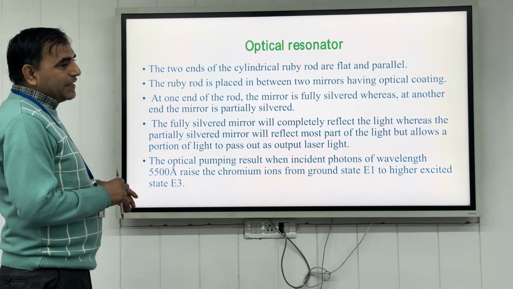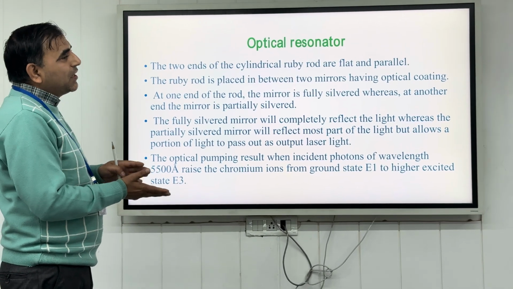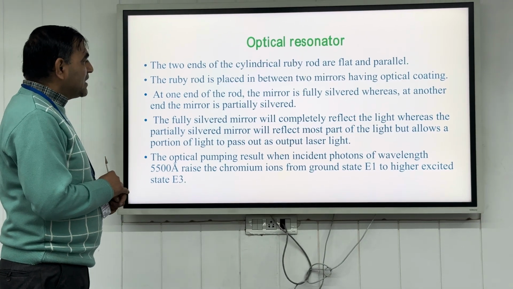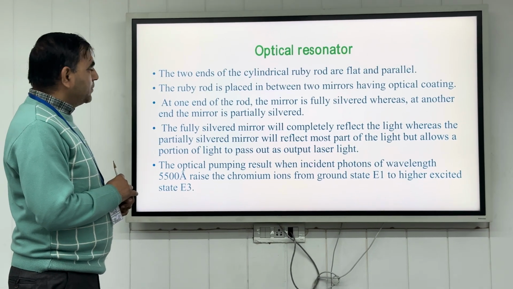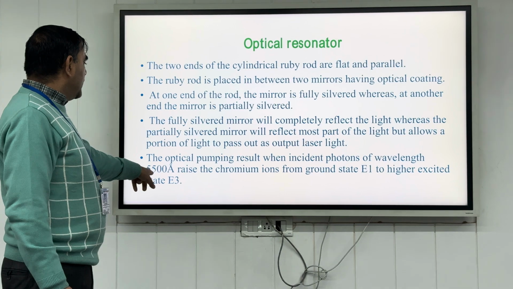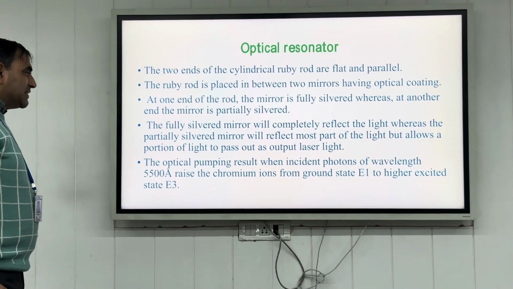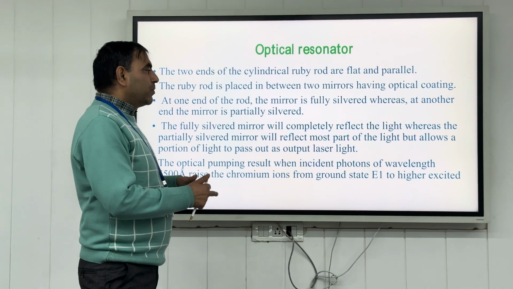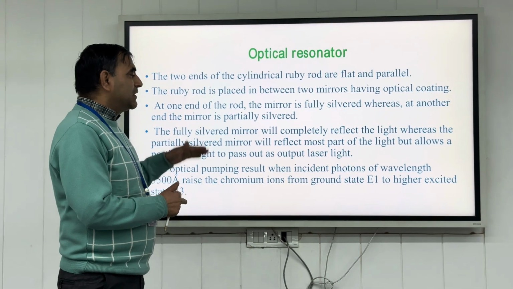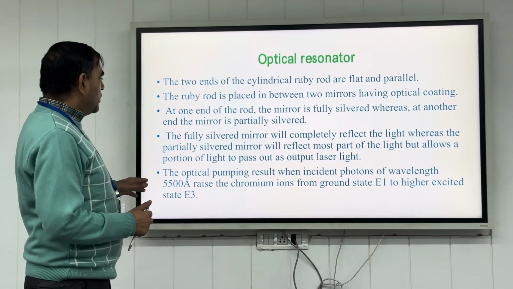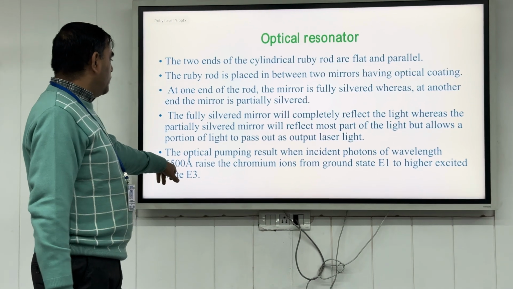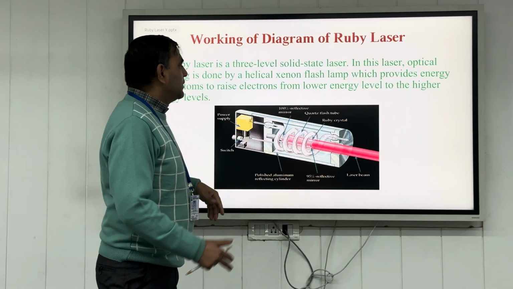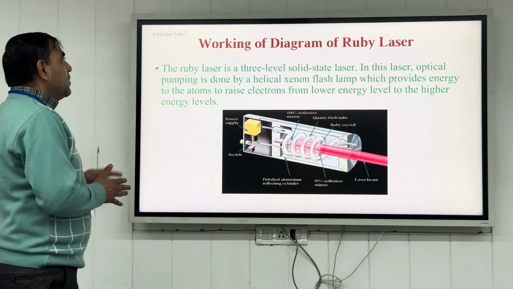So that is the reason one is fully circular and another is partially circular. And the optical pumping results when an incident photon of wavelength approximately 500 angstrom raises the chromium ions from the ground state E1 to the higher energy state E3. So this is the energy provided by pumping to excite the electron from the ground state to the high energy state.